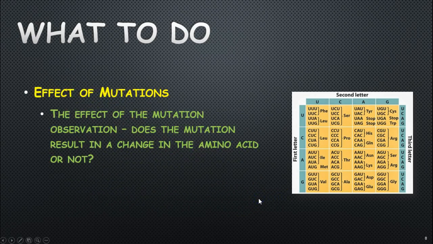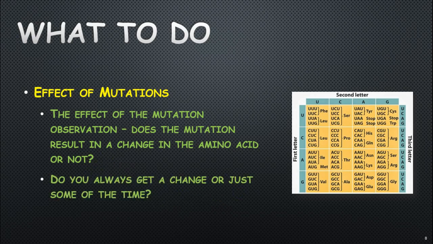Anyway, when you get to the questions about the effect of the mutation, it's with that particular mutation, did you actually see a change in the amino acid? Or maybe you didn't. That's the kind of thing I'm asking for. And if it did change, do you always get a change, or just some of the time? And you'll see that when you're looking at some of the problems that, oh yeah, I get a mutation some of the time, and other times I don't. So that's something to keep in mind.